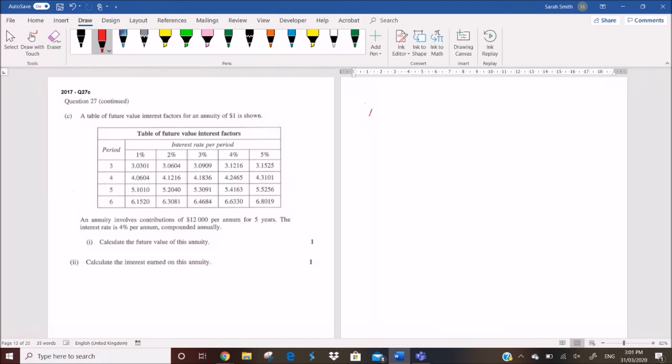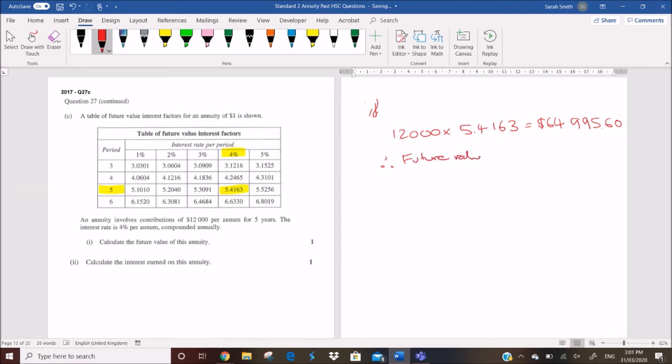Okay, here we have another table of future value interest factors. So part 1, we have an annuity involving contributions of $12,000 per annum for 5 years. The interest rate is 4% per annum, compounded annually. So we are just looking at simple. We look for our 5 years, our 4%. That's our interest factor that we're after. So we do 12,000 times 5.4163, and that equals $64,995.60.